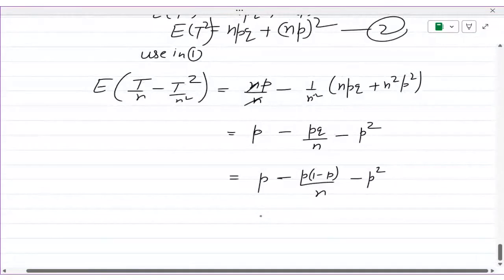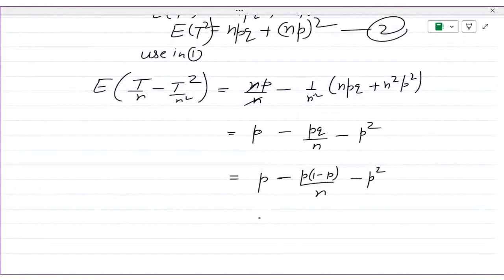So if I have missed some detail or something here, do tell me. Is the expectation okay? Oh, fine.